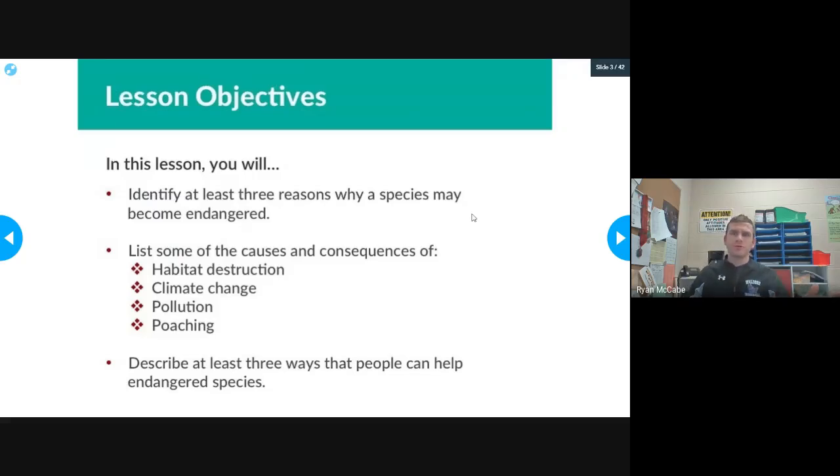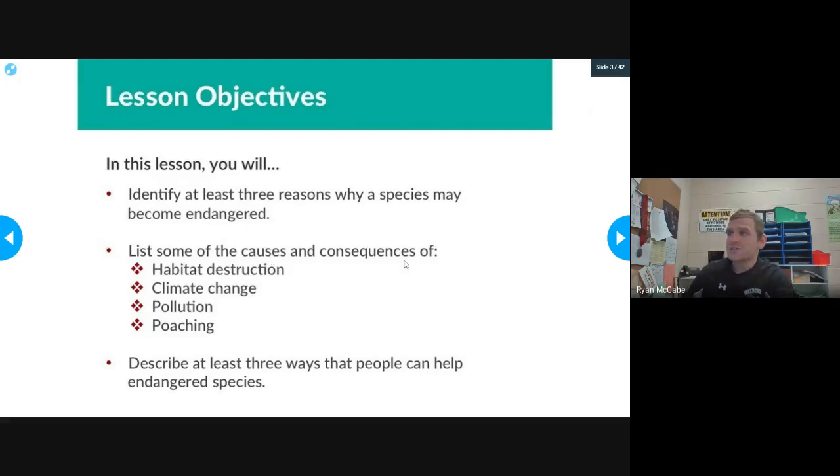All right, so when you're doing your lesson here, these are your objectives. You're going to identify at least 3 reasons why a species may become endangered. So I'm not going to give away what you're going to read in here, but there's many different reasons that animals or other species of plant life or whatever you're going to read about could become endangered. I'm also not going to tell you what endangered is right now because you're going to read about that in your lesson as well. These are probably things that you've already learned about in science, though, like I just said.